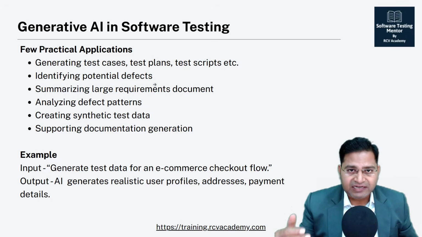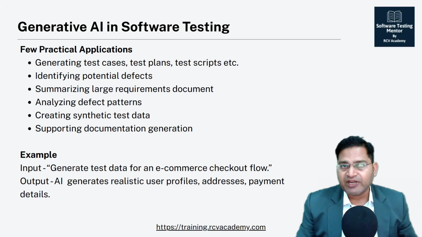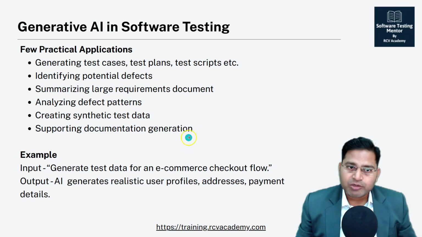So it can do analysis of the logs or analysis of the code and identify any bad coding practices or defects that could occur. It can summarize large requirement documents. It can analyze the defect patterns. It can go ahead and create synthetic test data, support document generation. So these are some of the practical applications of generative AI in software testing.